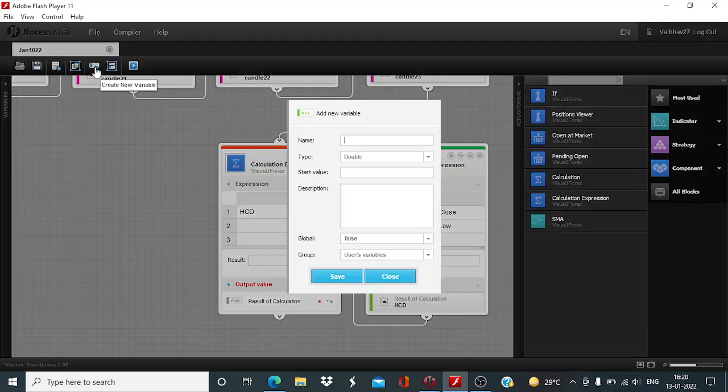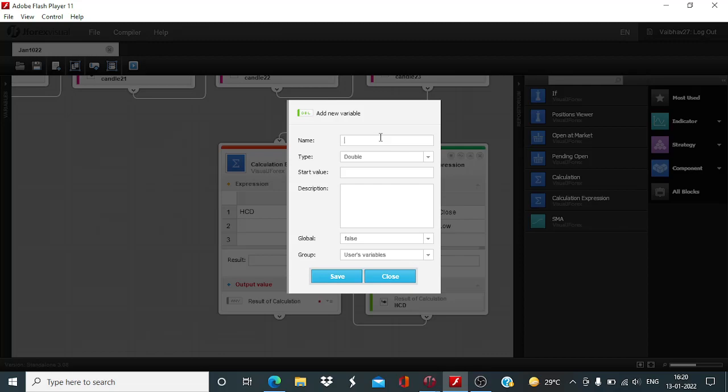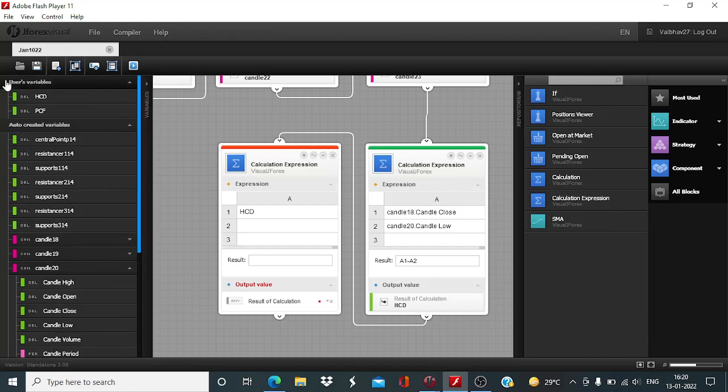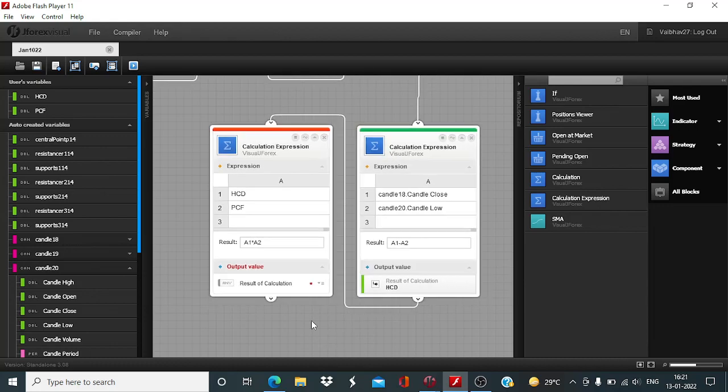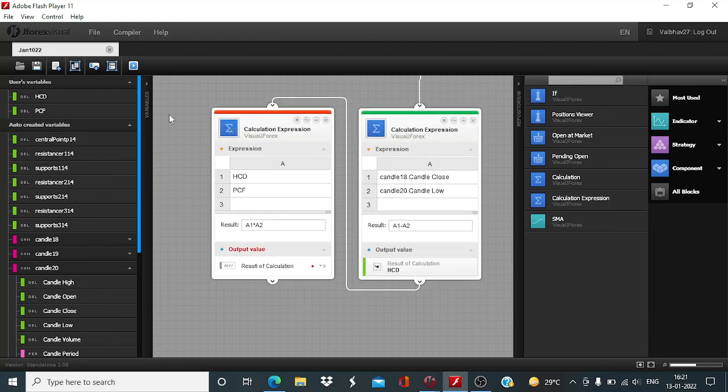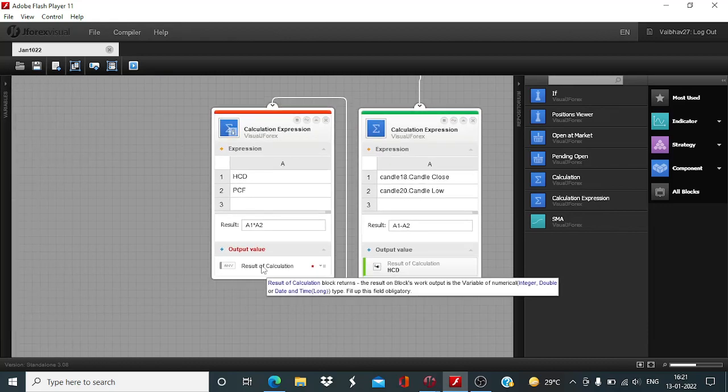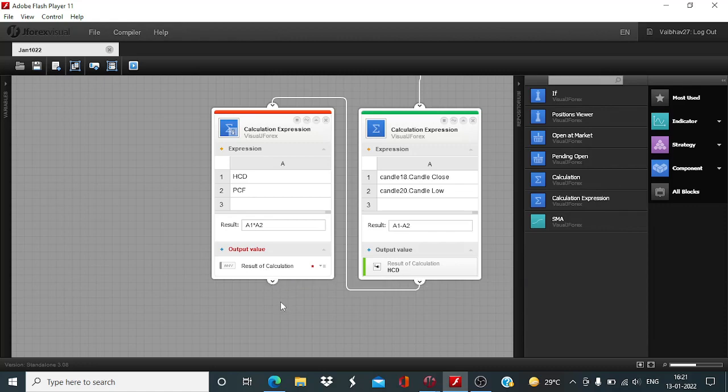So I create a new variable. It will have the value of 10,000. Okay, A1 into A2, and this output value result we will not define just yet.